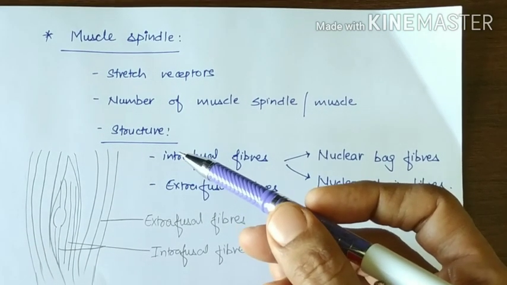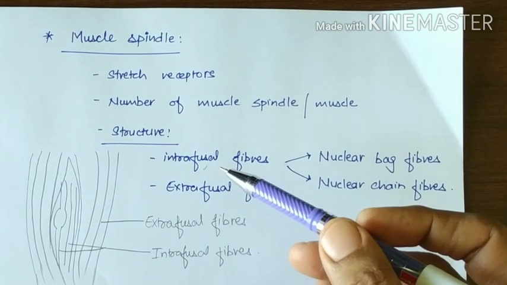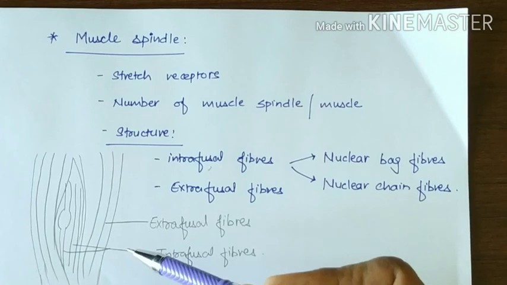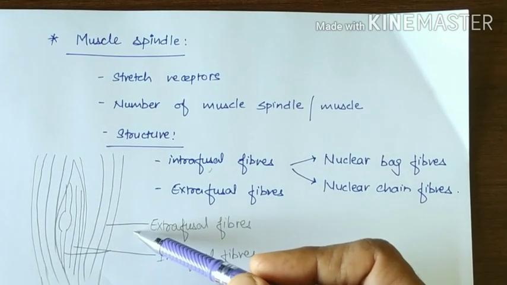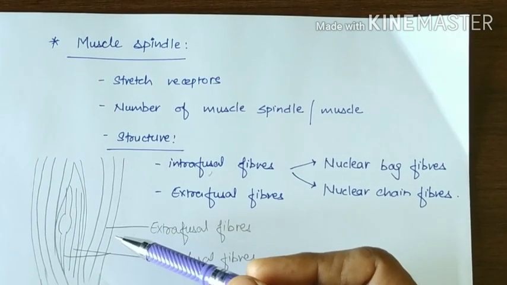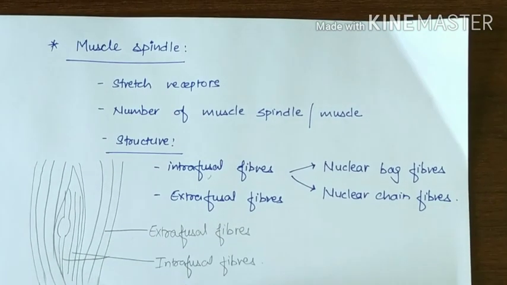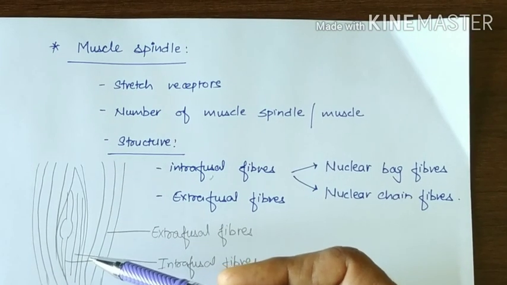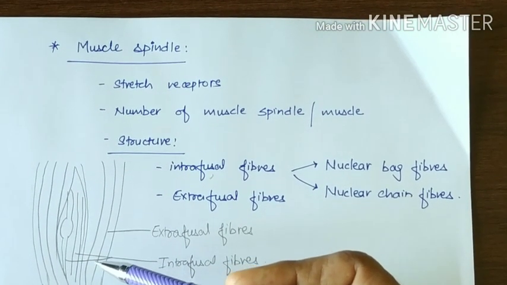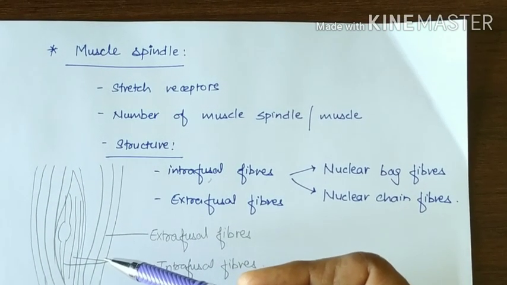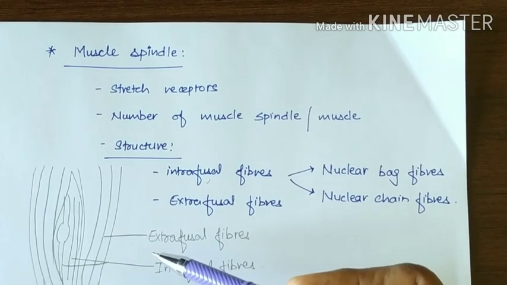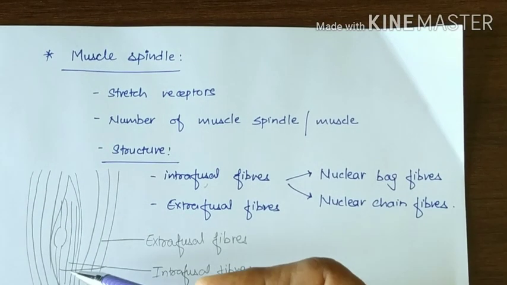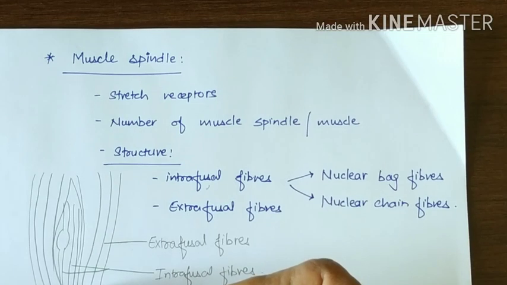Now we discuss the structure of the muscle spindle. A muscle spindle has two types of fibers, intrafusal fibers and extrafusal fibers. You can see here in the diagram, these are intrafusal fibers and these are extrafusal fibers. In each muscle spindle, about 3 to 10 small muscle fibers are present, which are known as intrafusal fibers. These intrafusal fibers are encapsulated in a thin connective tissue capsule, and this capsule also contains fluid. The intrafusal fibers are present in between the extrafusal fibers, which are large, and at the ends the intrafusal fibers are attached to the extrafusal fibers. You can see here, these are intrafusal fibers which are attached to these extrafusal fibers.